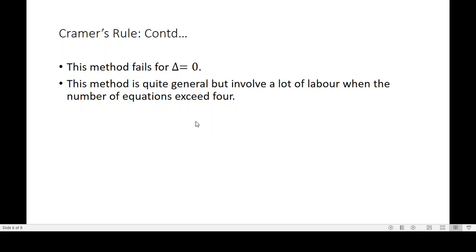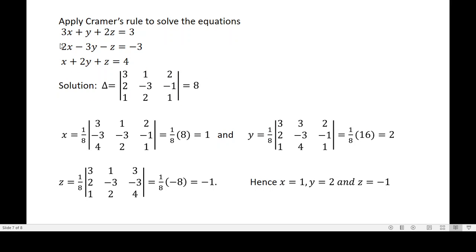Okay. So using this Cramer's rule, let us solve one problem. Apply Cramer's rule to solve the equations 3x plus y plus 2z is equal to 3, 2x minus 3y minus z equal to minus 3, x plus 2y plus z equal to 4. Here there are three unknowns x, y and z. We write the coefficient matrix first, which is the matrix 3, 1, 2, 2, minus 3, minus 1, 1, 2 and 1. Then the determinant of the coefficient matrix is 3, 1, 2, 2, minus 3, minus 1, 1, 2, 1.